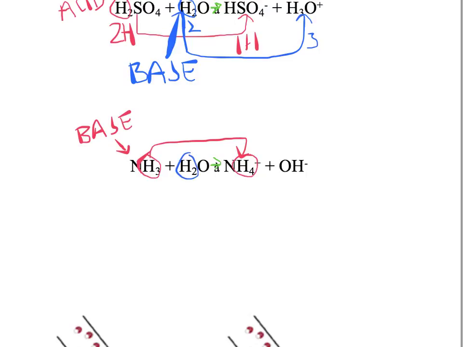Water, in this reaction, has 2 hydrogens. It ends up with 1, so it lost. It went from 2 down to 1, so it lost. It donated a hydrogen ion, so in this reaction, H2O is acting as an acid.